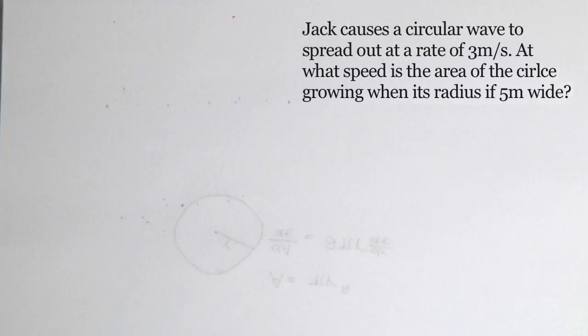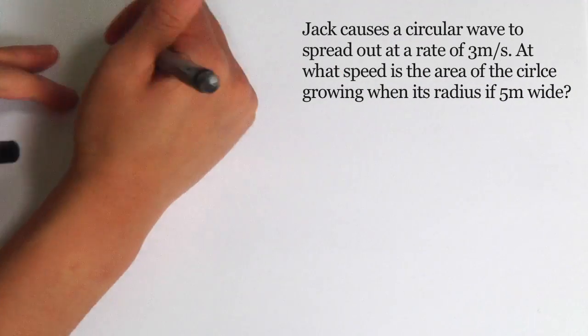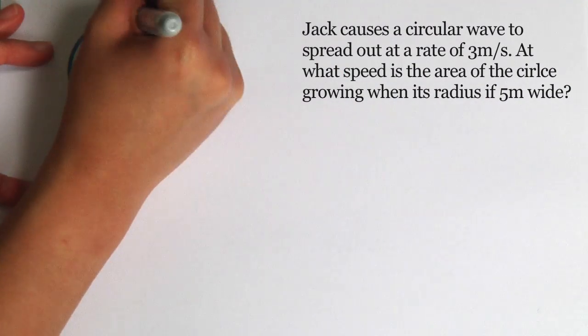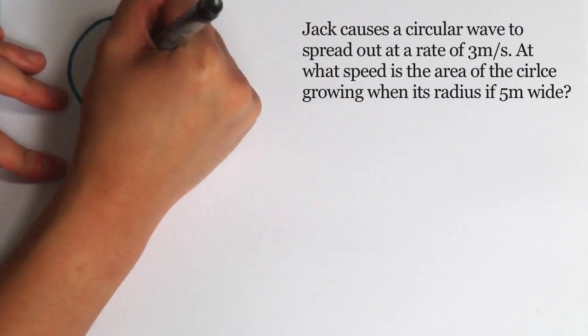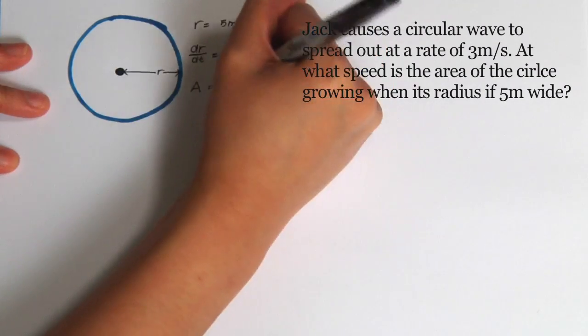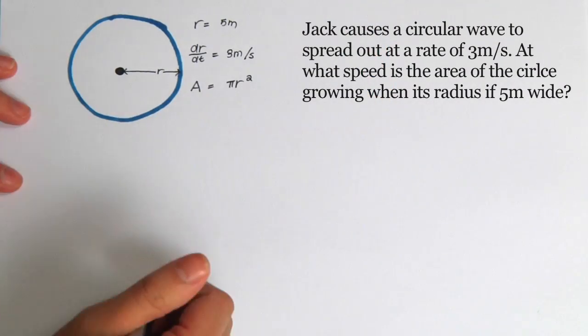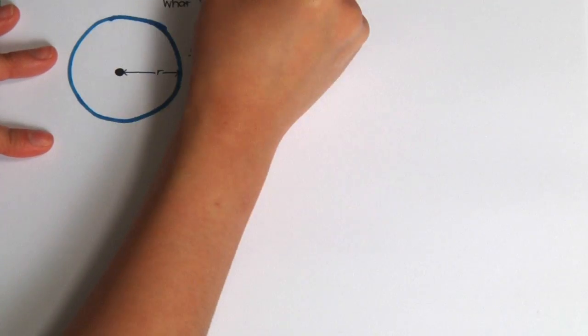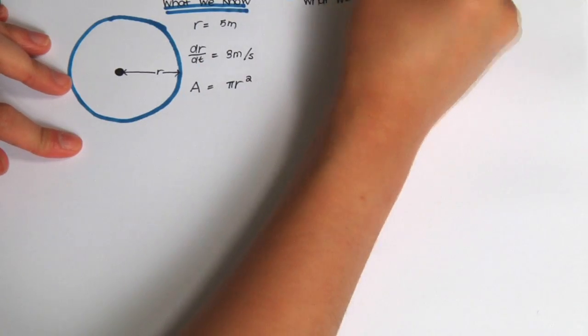Let's write down what we know. The radius of the circle is 5 meters, and r is changing with respect to time at a rate of 3 meters per second. We know that at any given time, the relationship between the radius of the circle and its area is A equals pi r squared. Our goal is to determine the rate at which the area of the circle is changing with respect to time.